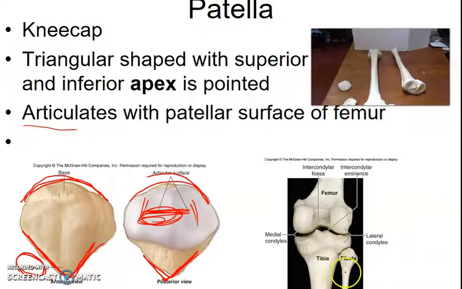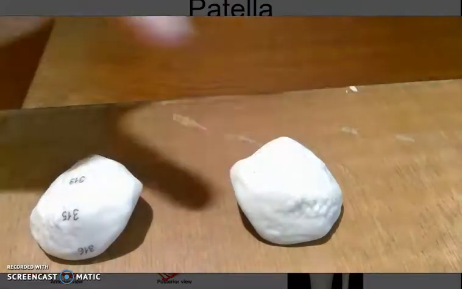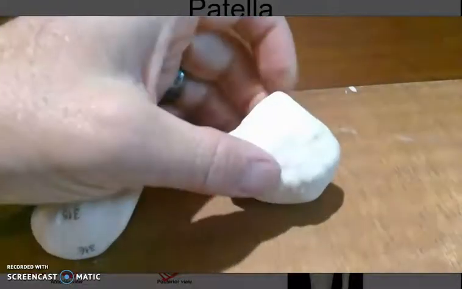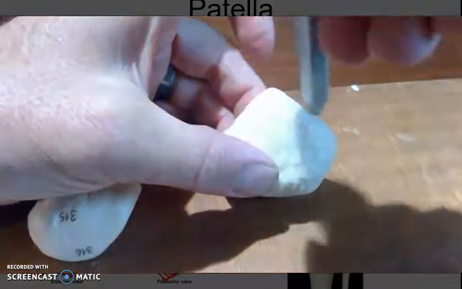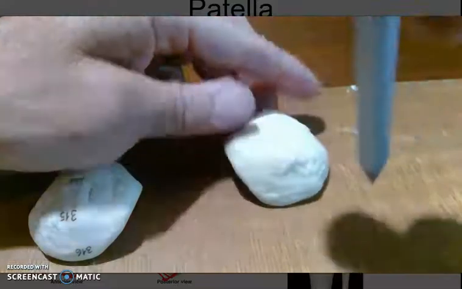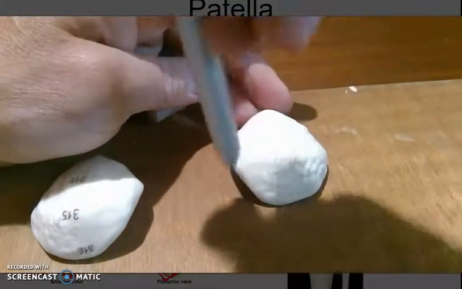Now this is the back. I do not know why this picture came with a back side. But here are the condyles, which are posterior, and they are going to meet up with the condyles of the tibia. So let's look at our kneecap. Here are our kneecaps. This is the right one, this is the left one. And this is the apex right here. So see how the apex is pointing, and this is rounded.